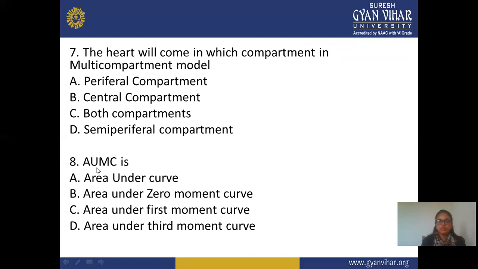Next is the eighth question. AUMC is a term we already discussed, including the abbreviation and units. So you should know what AUMC is. There are four options regarding the full form of AUMC. A option is area under the curve. B is the area under the zero moment curve. C is the area under the first moment curve. And D is the area under the third moment curve. These are the four options for AUMC. Select the correct option, which shows the full form of AUMC.